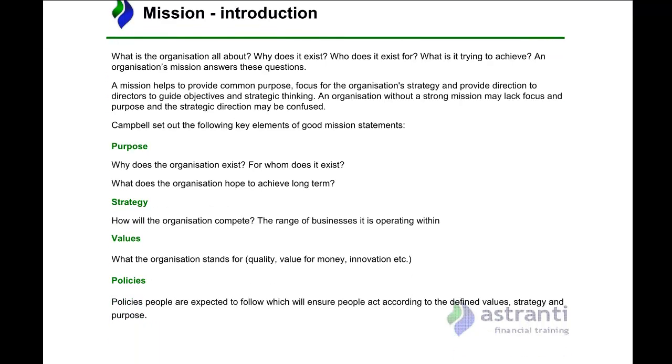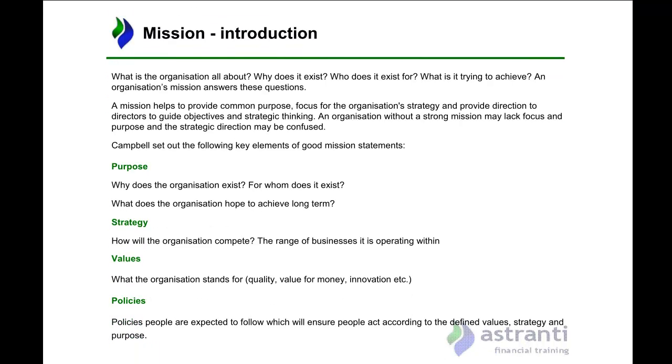Now the first one we're going to talk about here is mission statements. So why does the company exist? What does it exist for? What is it trying to achieve? And these questions should all be answered in what they call a mission statement. So this is the first thing investors and potential clients look at when they want to contract with your organization. It also keeps directors and staff focused on what the overall goal is for the organization. What does it want to achieve in the long run?